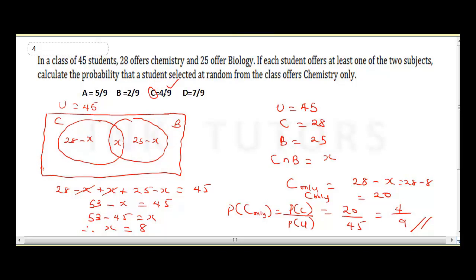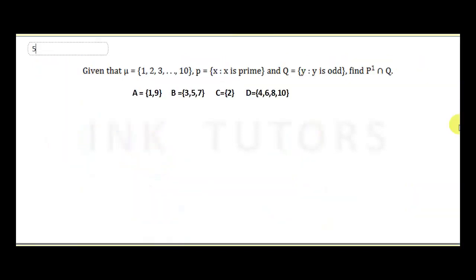Okay, so that will take us to the next question, which says, given that u is 1, 2, 3 up to 10, p is equal to x, where x is a prime, and q it's y, where y is odd. Now, from this question, you can deduce that p and q are subsets of u. Remember when we talked about subset, we said p and q are the child sets of the universal set u. So the question says find p complement intersection q.